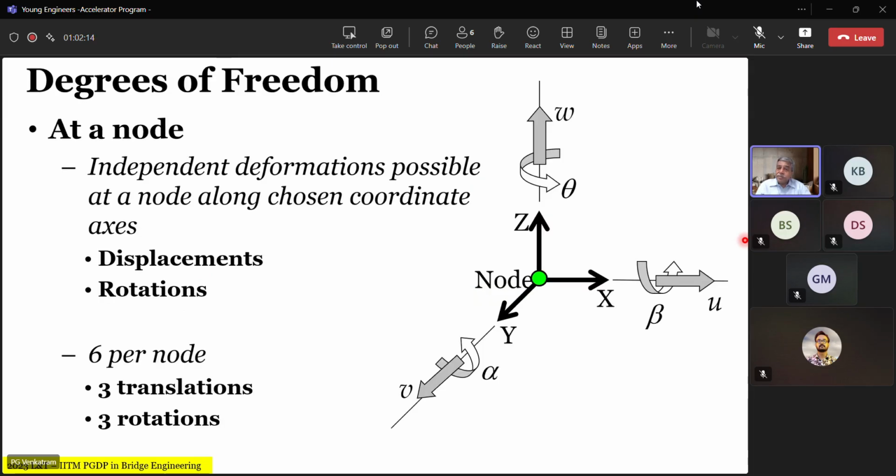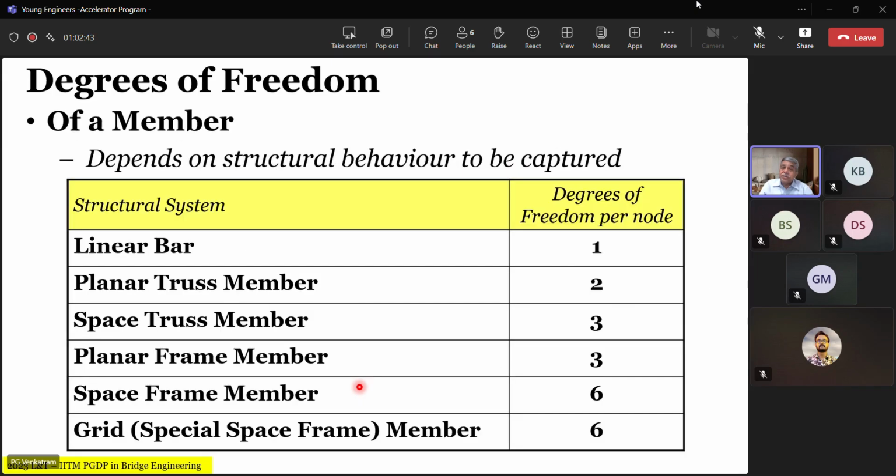To understand the discretization, we always use the Cartesian coordinate system XYZ, and for these we have the degrees of freedom associated with these Cartesian coordinates. So we have displacements and rotational degrees of freedom. In general, there are 3 translational degrees of freedom and 3 rotational degrees of freedom at every node. However, depending upon the type of structure and therefore the discretization, the degrees of freedom at each node for a member will depend upon the nature of the member.